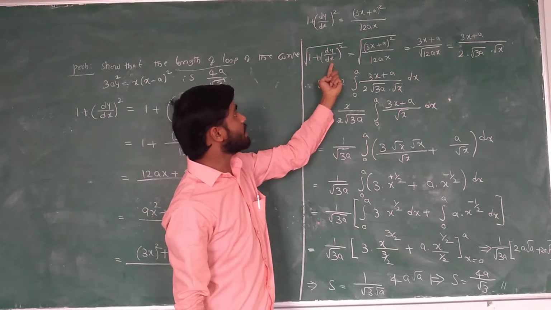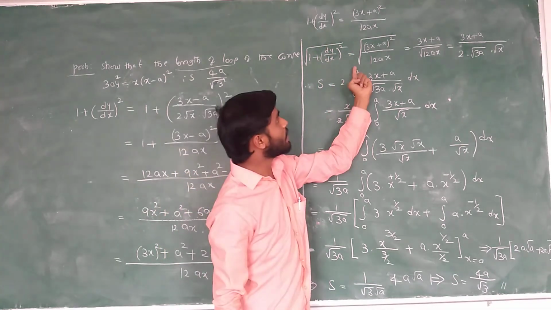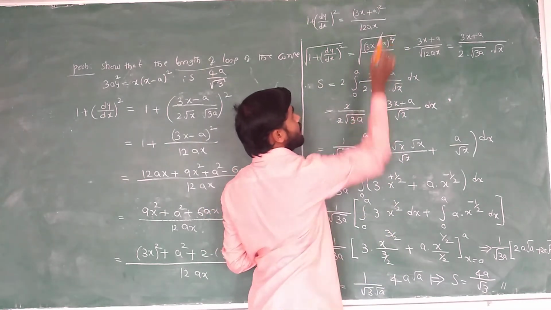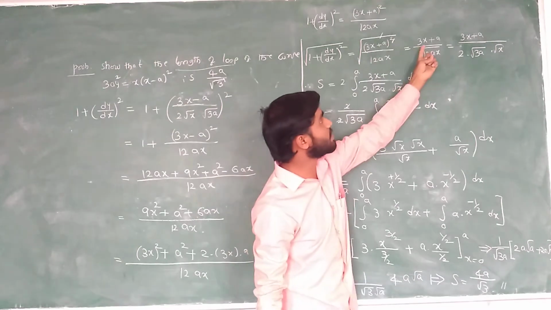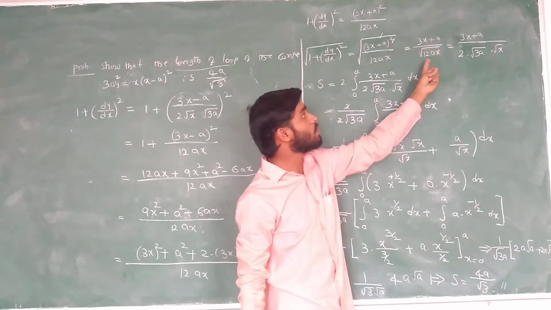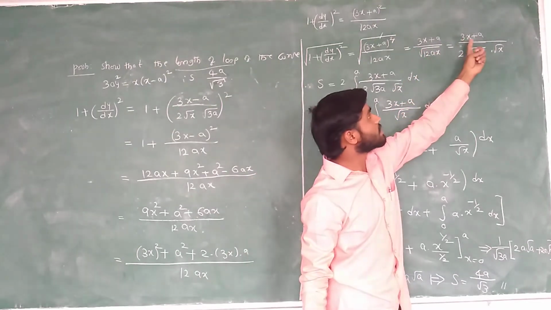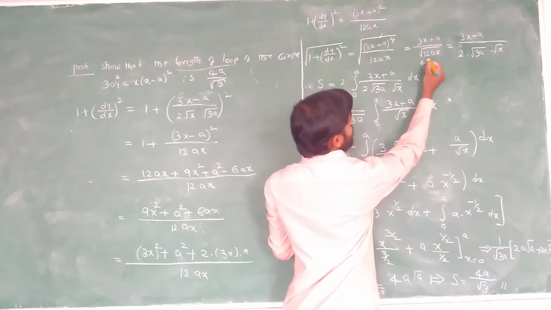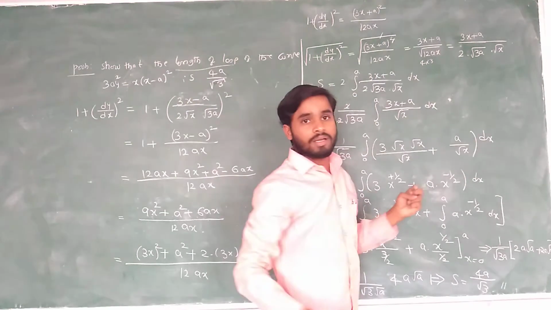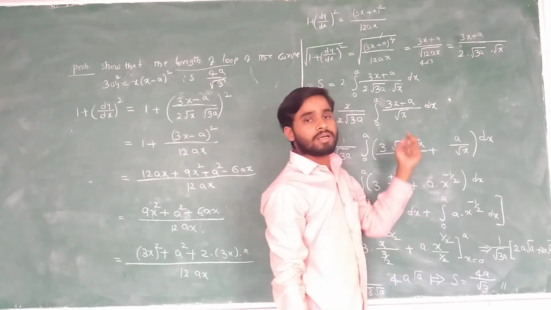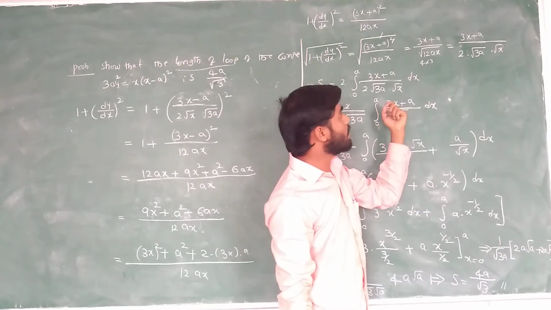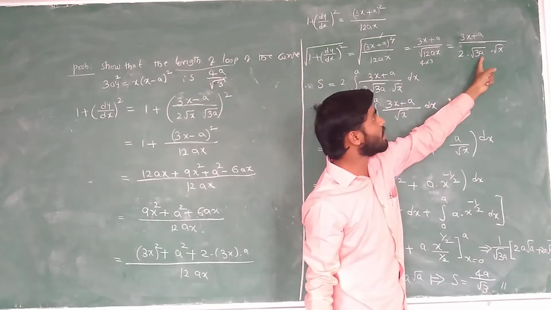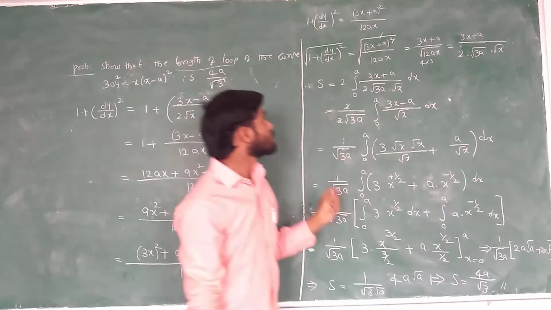Now take under the square root. 1 plus (dy by dx) whole square will be under the square root of (3x plus a) whole square by 12ax. So here square and root cancelled out. Here remains (3x plus a) by root 12ax. 12 can be written as 4 into 3, so square root of 4 will be 2 and root 3 as it is, root 3a and root x as it is.